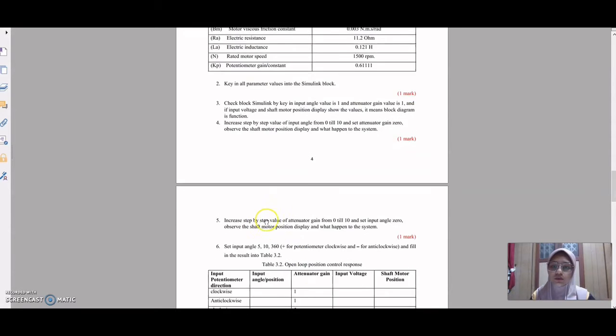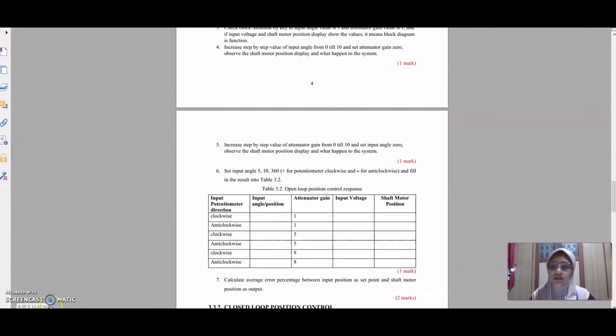Okay, now we move to step 5. Step 5 is to increase step-by-step the value of attenuator gain from 0 to 10 and set input angle 0. Observe the shaft motor position display and what happened to the system.